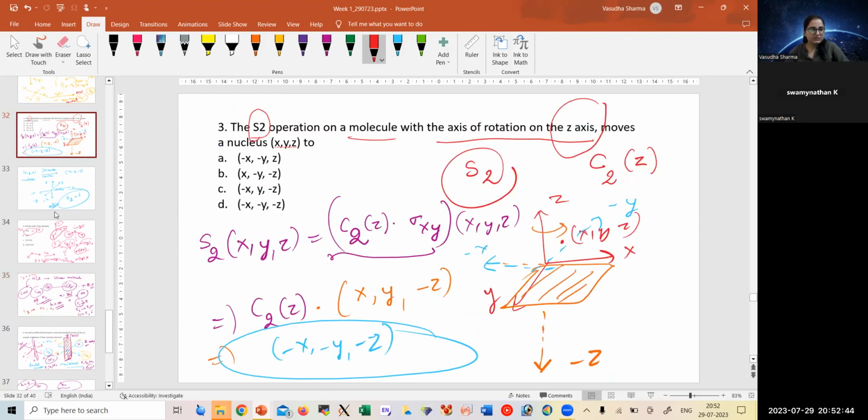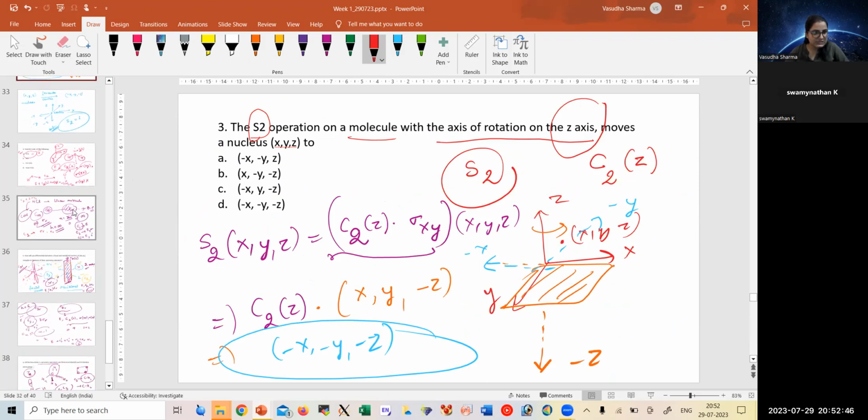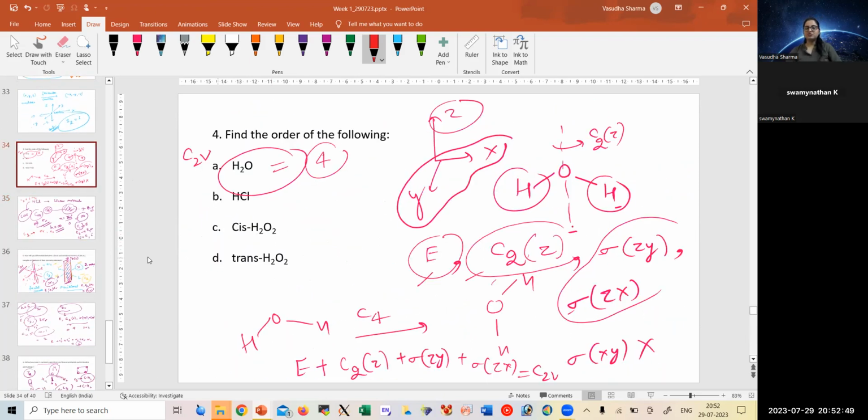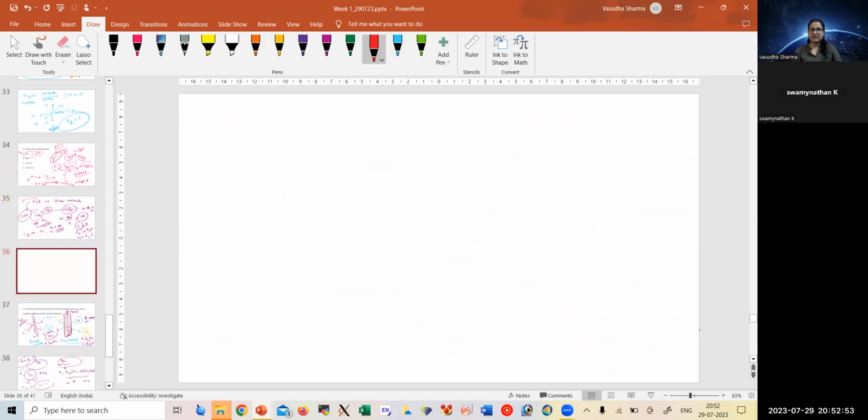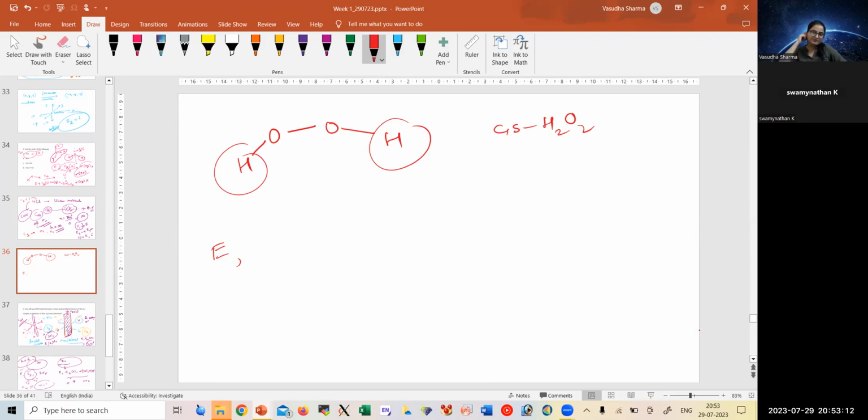Now the question is, we have cis H2O2 and trans H2O2. Cis we have already seen. This cis H2O2 is peroxide. Why are we calling it cis? Because both the hydrogens are on the same side, facing each other. So firstly, the identity operator is always there. Is there any axis of symmetry? C2 will be there. Yeah.